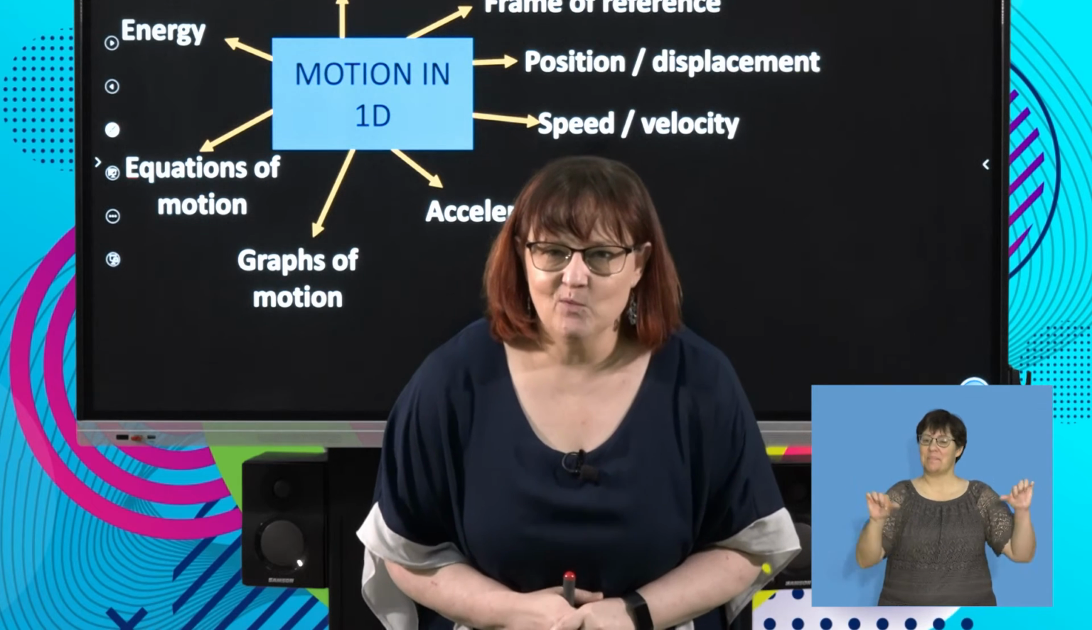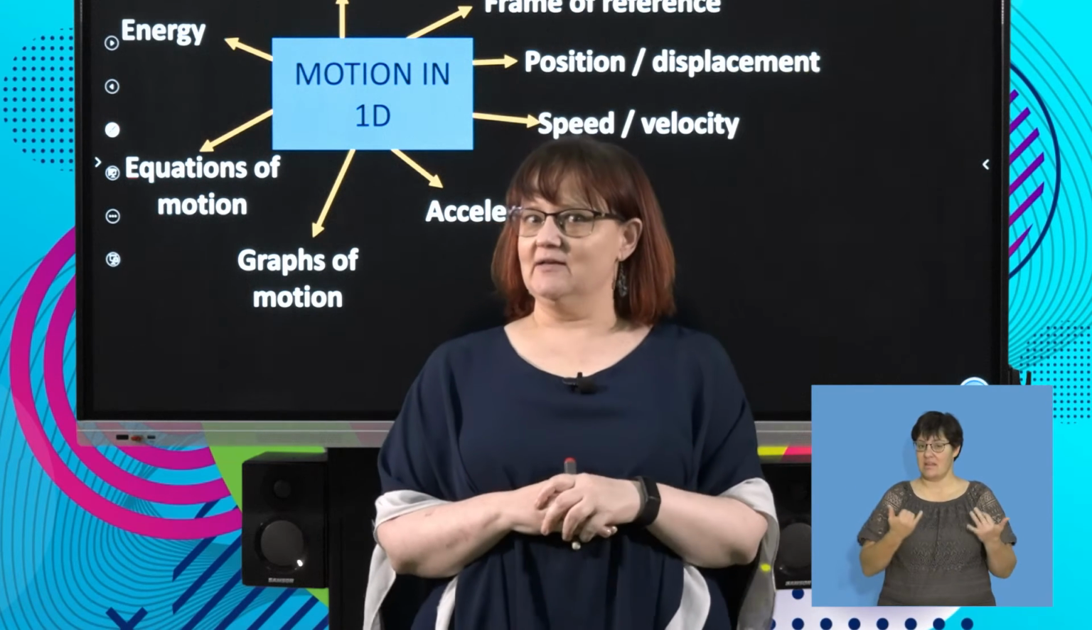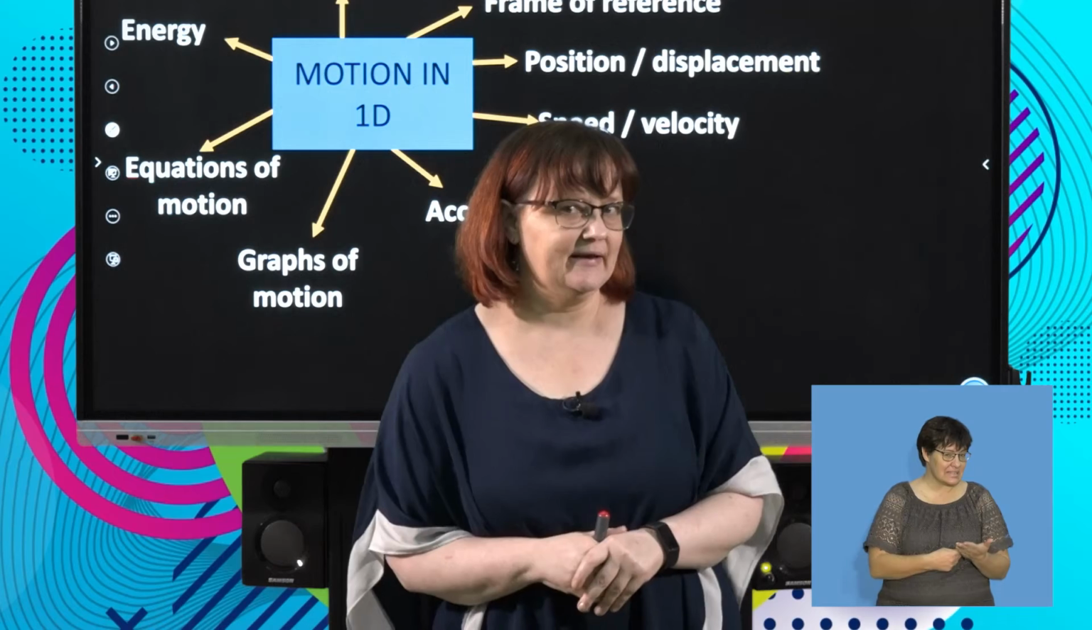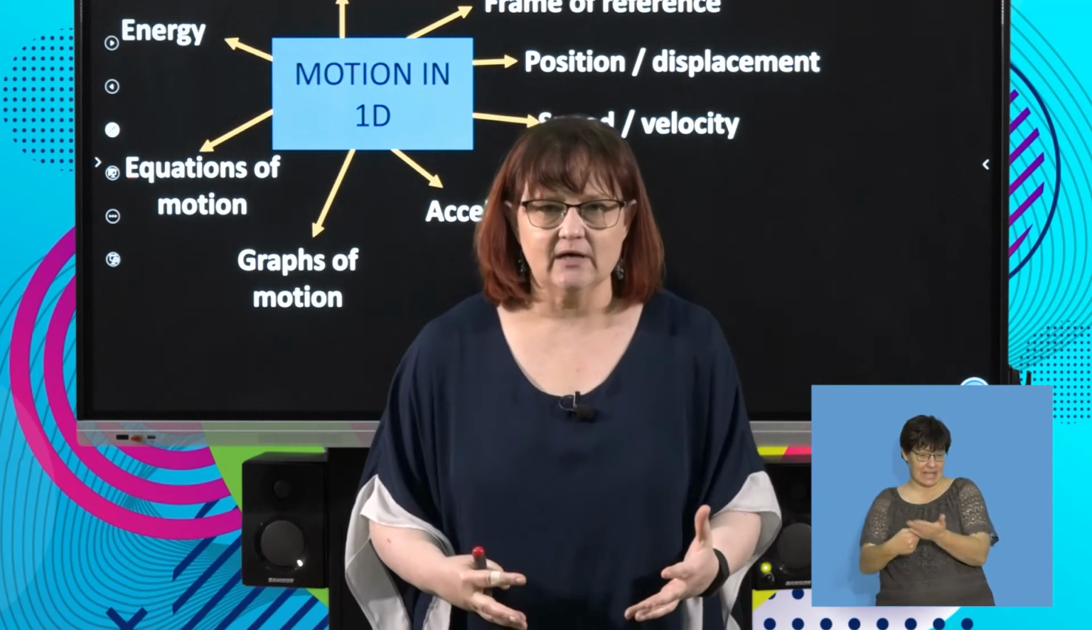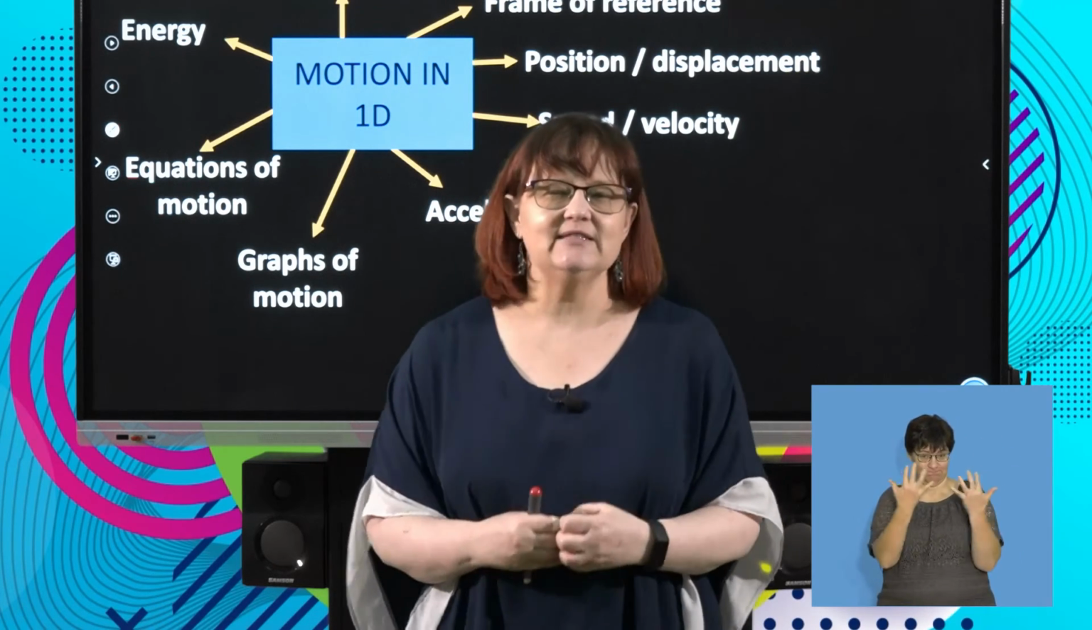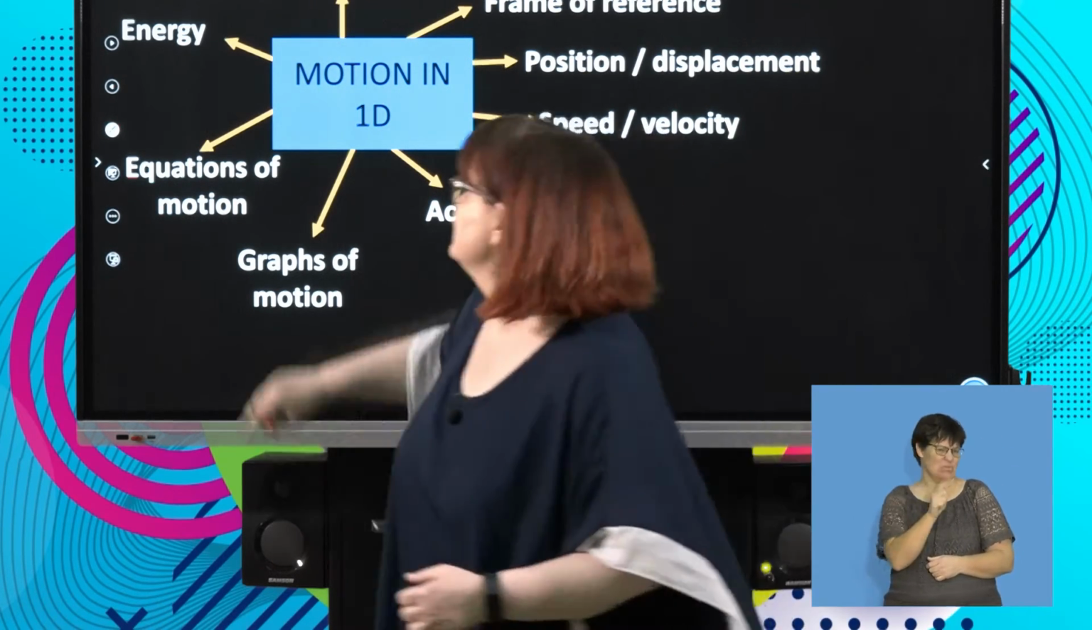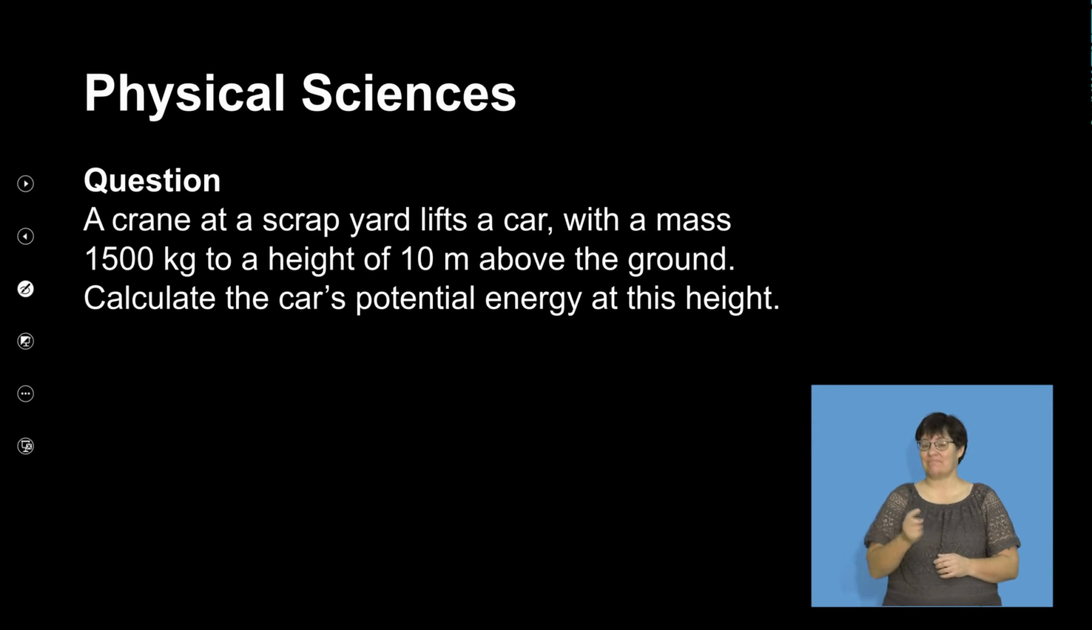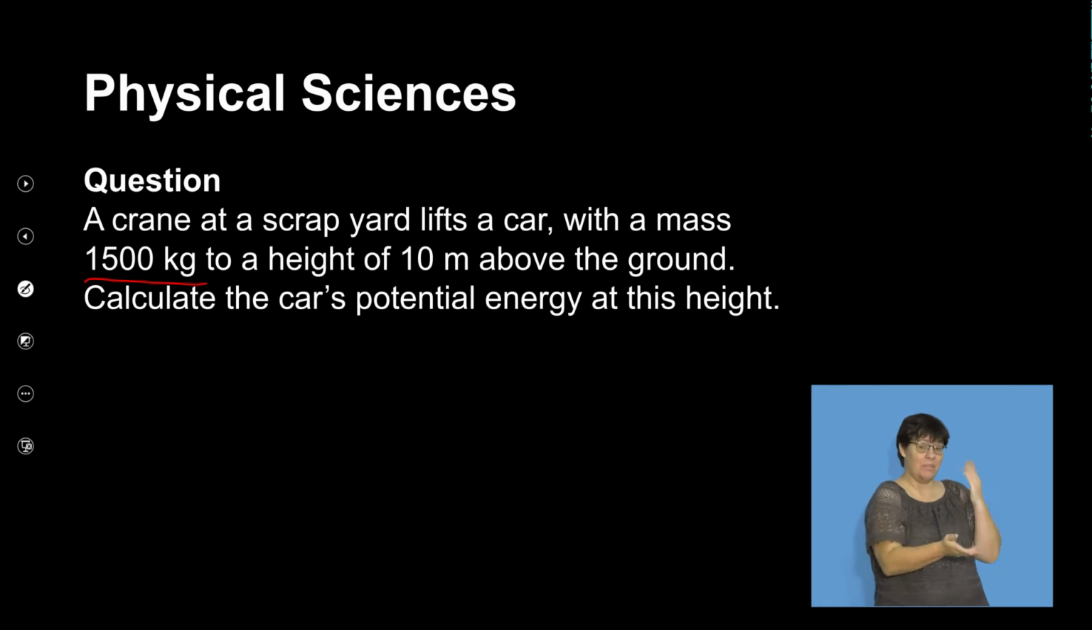Welcome back, everyone. Wow, we've discussed potential, we've discussed kinetic. Let's do some calculations, okay, just so we can see how easy this section really is. First question, a crane at a scrapyard lifts a car with a mass of 1,500 kilograms to a height of 10 meters above the ground. Calculate the car's potential energy.